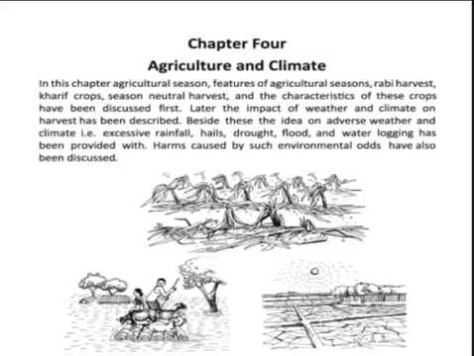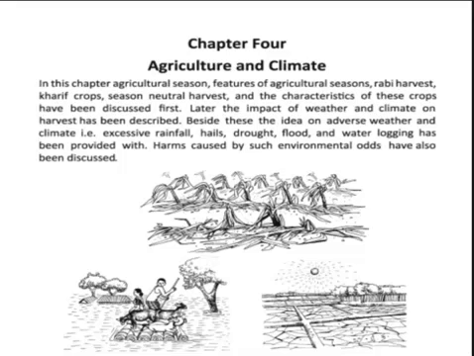Chapter 4, agriculture and climate. In this chapter, the agriculture season, the features of the agriculture season, Rabi harvest, Kharif crops, season neutral harvest, and the characteristics of these crops are discussed first.